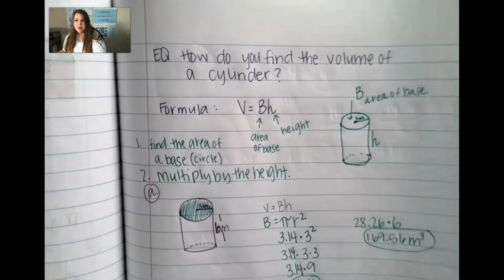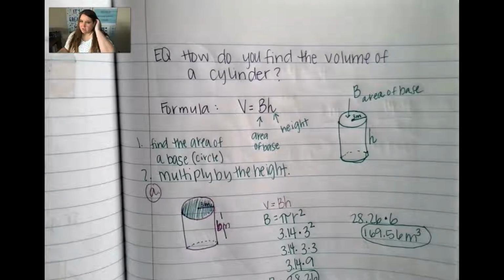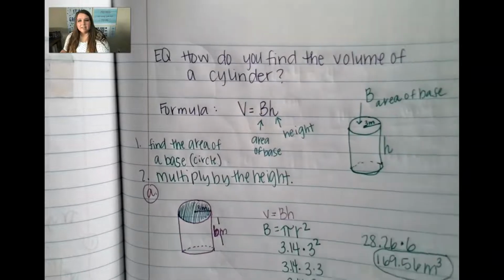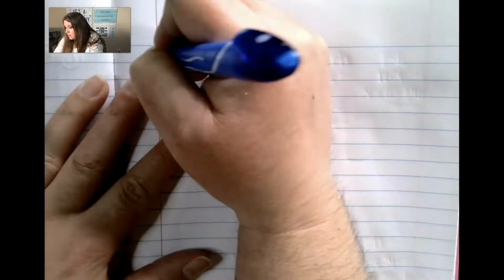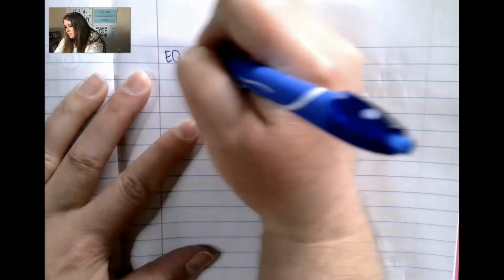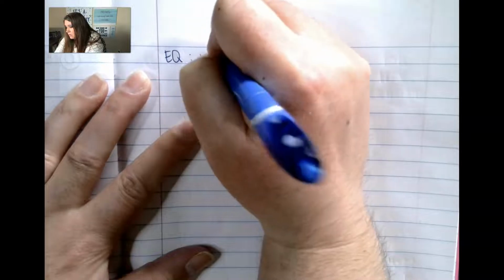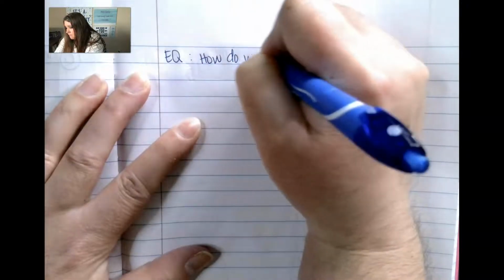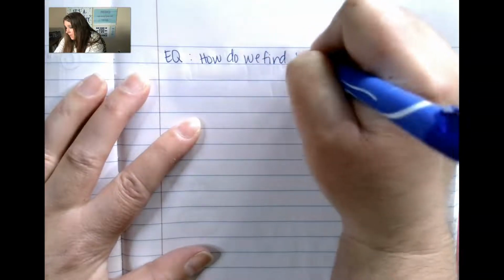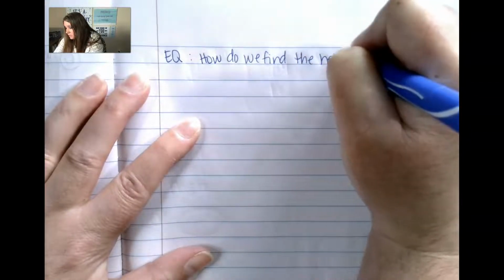Today we are going to be continuing our learning journey about volume of cylinders. In today's lesson, we are going to be looking at how we find the height, and then in our next lesson, we're going to be looking at how to find the radius. So we're going to be answering the essential question of how do we find the height of a cylinder.